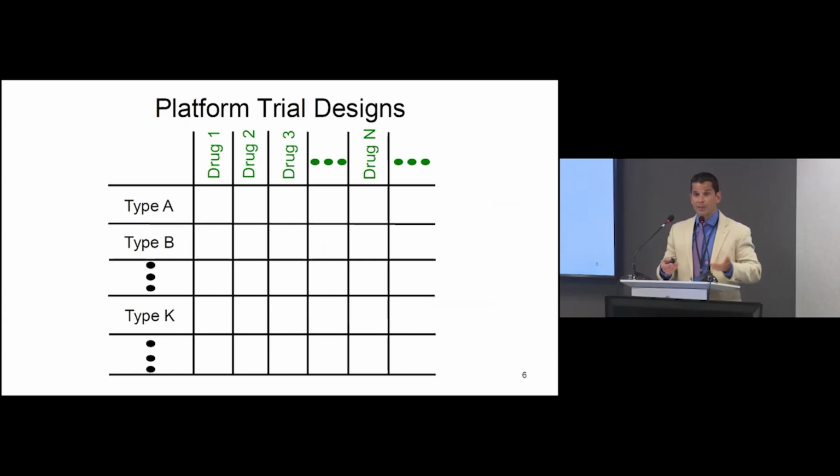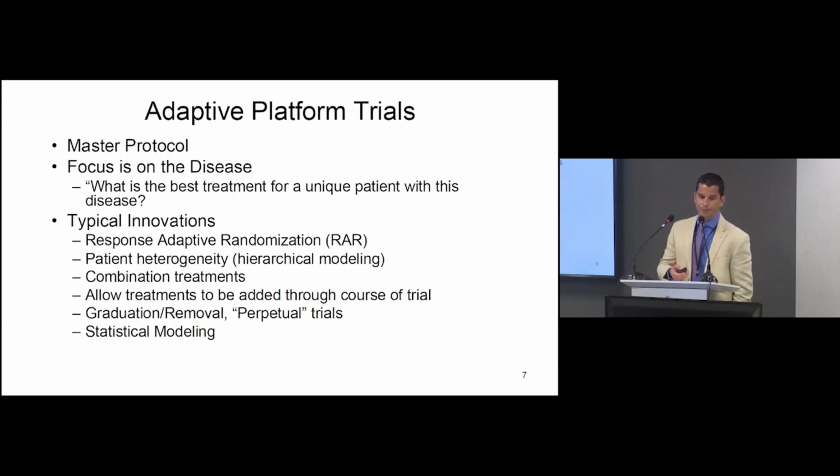And for that, you might end up with this grid where you have lots of different types of patients and lots of different interventions. The traditional trial says, well, let's have a trial within each one of these cells. And we're saying, why don't we have a platform trial that encompasses this whole spectrum? And we can use appropriate methodologies to understand how the outcomes vary across these different cells.